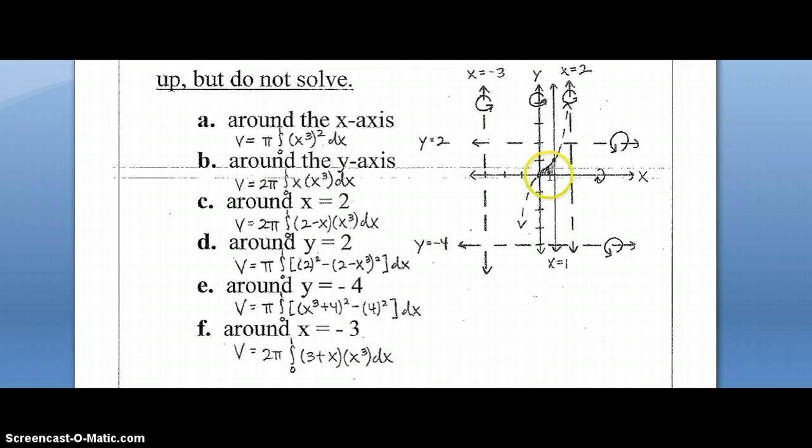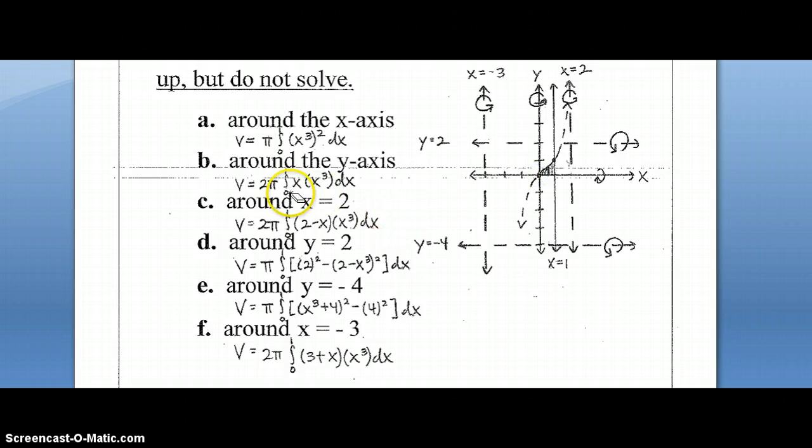Our radius, if I draw in from an arbitrary cross-section back to the y-axis, that is just x. Doesn't matter where you draw it, the distance is from 0 to wherever your x value is. So the radius is x. The height is simply x cubed because we're going from our f function back to the x-axis, and the width is dx. So a pretty simple integral for part B.